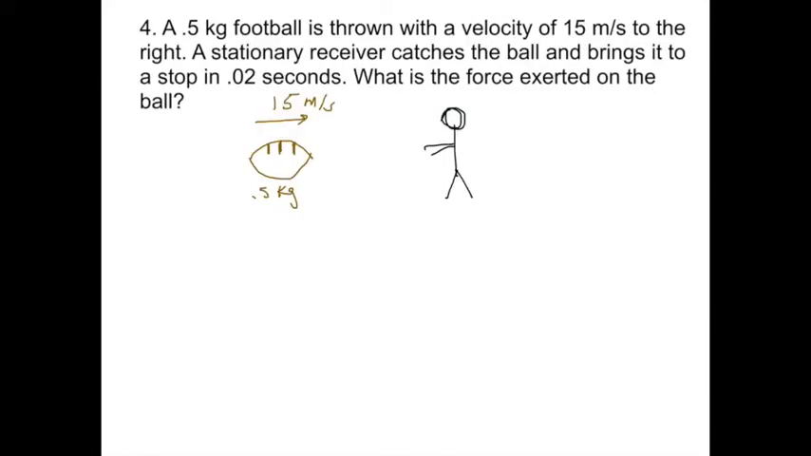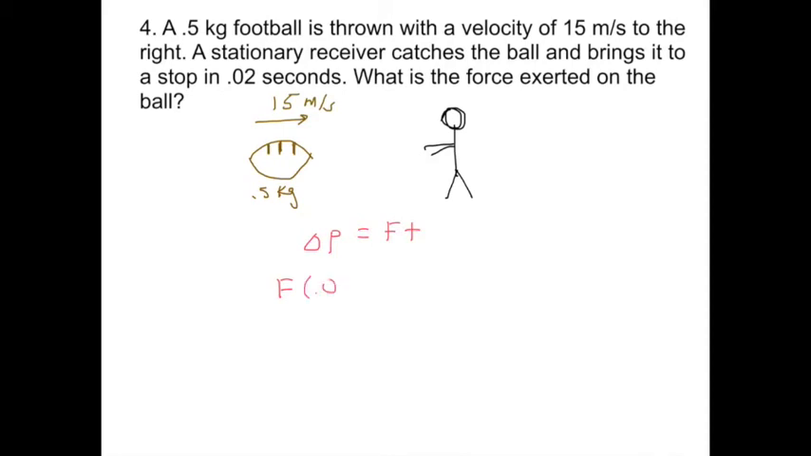Number 4. A 0.5 kilogram football is thrown with a velocity of 15 meters per second to the right. A stationary receiver catches the ball and brings it to a stop in 0.02 seconds. What is the force exerted on the ball? So once again, this involves force and time, so we're going to be using this delta p equals force times time. We're trying to solve for the force on the ball.